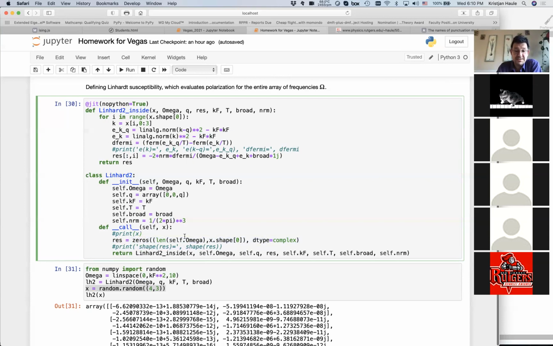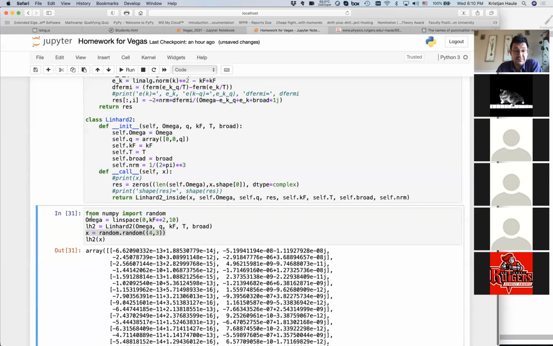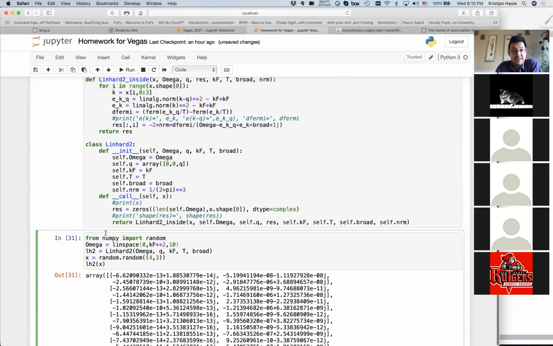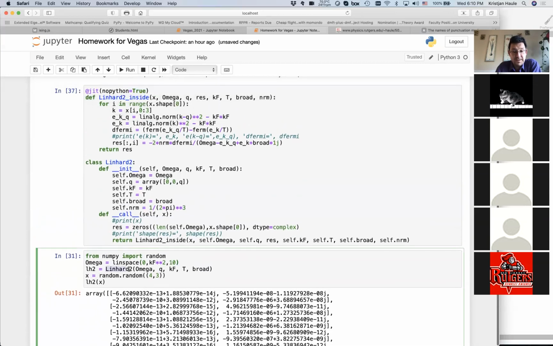Now, in order to test this, we're going to do the same as before. We are going to first create a small array of omegas, let's say from 0 to Fermi energy, 10 points. I mean, eventually we're going to work with 100 points, but right now we just create 10 points for a test. Then we initialize this Slingheart class in which the input is this array omega, and the rest, Q, K, F, T, and broad, and so on.